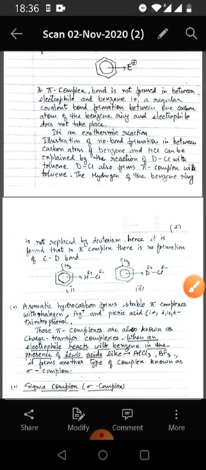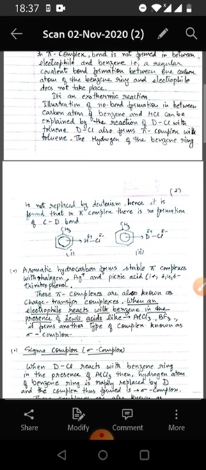So in a pi complex, a bond is not formed between the electrophile and benzene, that is, a regular covalent bond between one carbon atom of the benzene ring and the electrophile does not take place. It is an exothermic reaction. The illustration of no bond formation between a carbon atom of the benzene and HCl can be explained by the reaction of DCl with toluene.